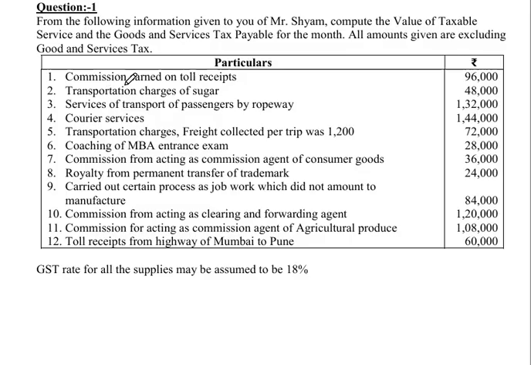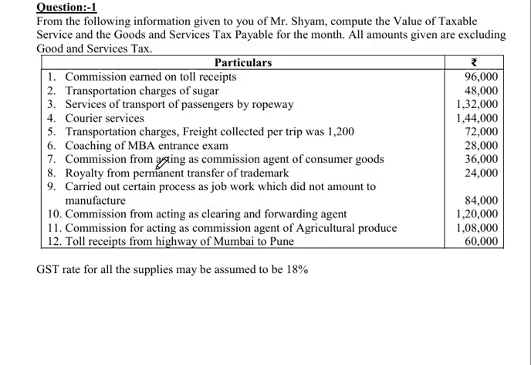First information: commission earned on toll receipts 96,000. Second, transportation charges of sugar 48,000. Third one, service of transport of passenger by ropeways 1,32,000. Fourth one, courier services 1,44,000. Fifth one, transportation charges freight collected per trip was 1,200, amounting to 72,000. Sixth one, coaching of MBA entrance exam 28,000.